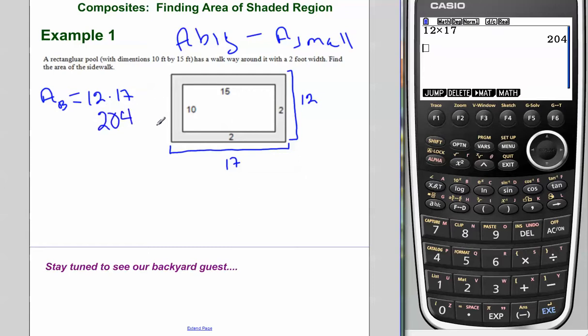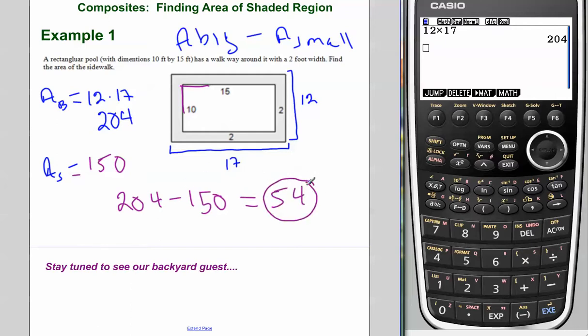All right. Now, area of the small is this part right here. So area of the small, we'll get rid of the blue and do purple, is basically your 10 by 15, which is 150. So 204 minus 150 is equal to the area. So that's 54, right? So area of the sidewalk is 54. Again, these are extremely popular problems. I would not be surprised if we're going to throw one at you on your test.